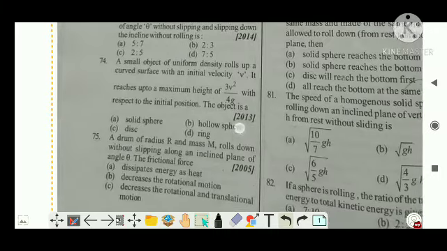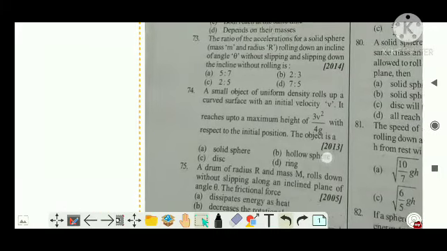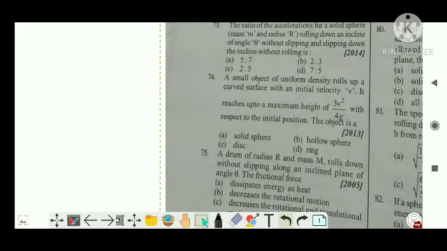Okay, let us look at the 74th question. A small object of uniform density rolls up a curved surface with an initial velocity v. It reaches up to a maximum height of 3v squared by 4g with respect to the initial position. The object is... How will we solve this question, guys? I hope you understood the question. If not, please listen to what I'm telling.